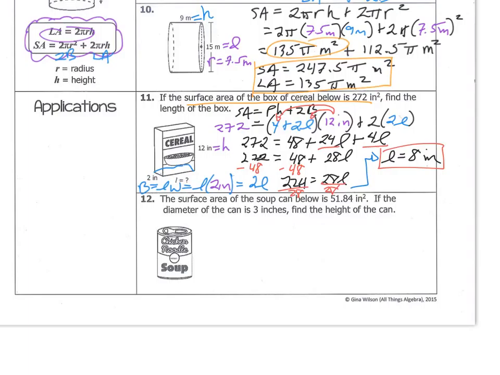All right, so then number 12 just uses the surface area formula for a can. So we'll start it, we just won't finish it. So surface area formula for a can, a cylinder, is surface area equals 2 pi RH plus 2 pi R squared. They have given me diameter is 3 inches. So if diameter is 3 inches, what's the radius? 1.5. So wouldn't we put that in for the R here and the R there? Okay. Then what else did they give you? Surface area. So wouldn't we put that 51.84 in here for the entire left side? Then all that would be left would be the H.